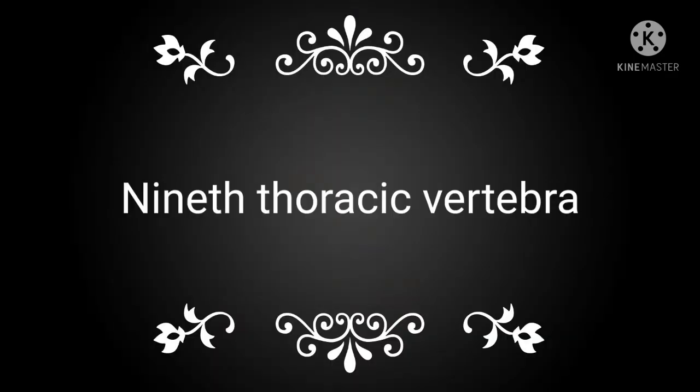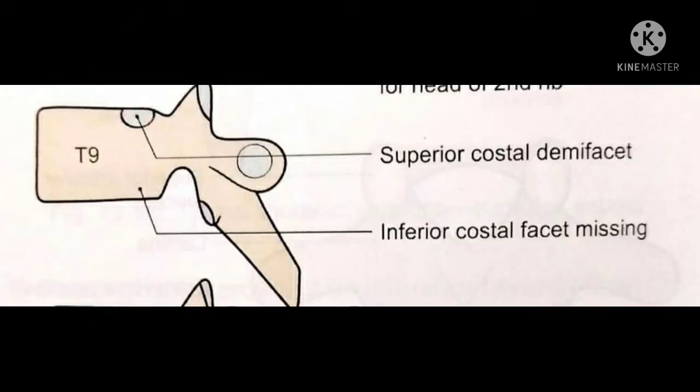In the 9th thoracic vertebra, the lower costal facet on each side of the body is absent. So there is only one facet for the numerically corresponding rib. The superior costal facet articulates with the 9th rib on either side.